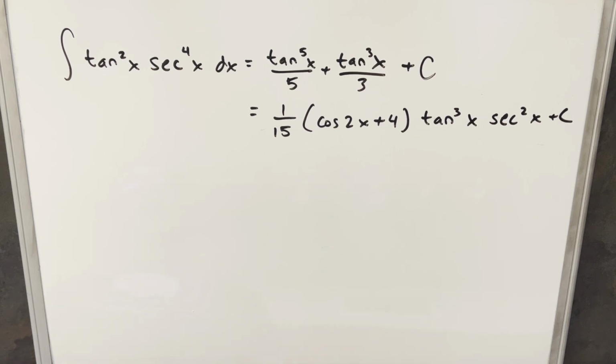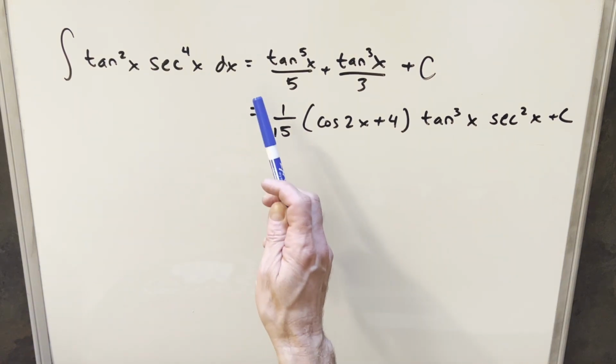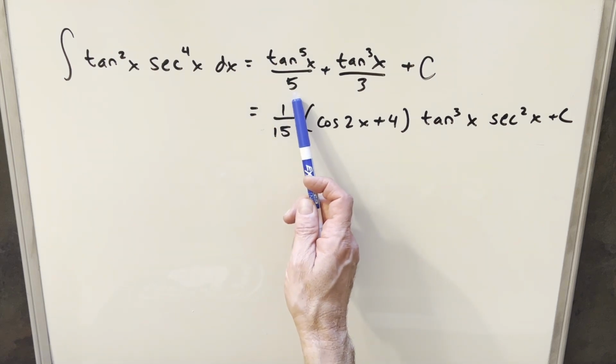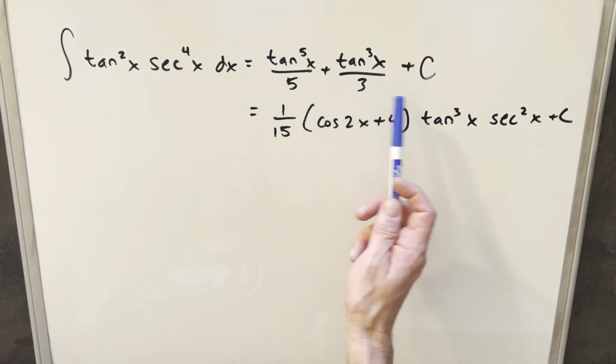Okay, I wanted to try something a little bit different today. I'm looking at a problem I did recently, which we have here on the board, the integral of tan squared x times secant to the fourth x dx. And through some pretty straightforward methods, I got my solution to this, tan to the fifth x over 5 plus tan cubed x plus c.